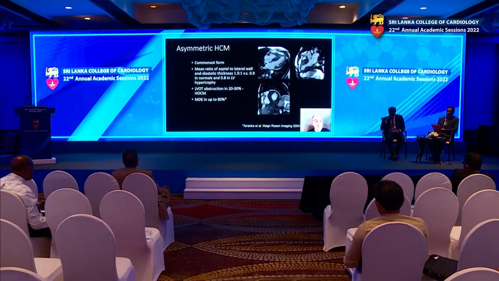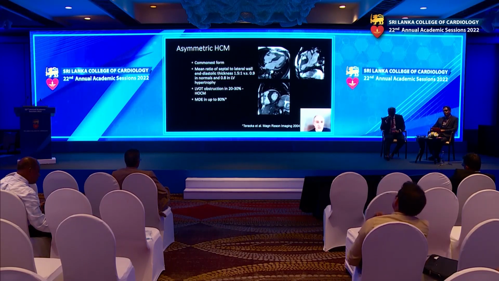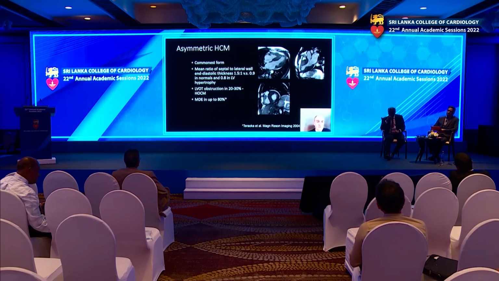Well, this is an example of asymmetric hypertrophic cardiomyopathy on cardiac MRI. And you can see here we've got a 4-chamber, 3-chamber, and 2-chamber view showing clear asymmetric left ventricular hypertrophy with some involvement of the right ventricular myocardium as well. Typically, we would look to see a mean ratio of septal to lateral wall end diastolic thickness of 1.5 to 1 in hypertrophic cardiomyopathy compared to 0.9 to 1 in normals and 0.8 to 1 in left ventricular hypertrophy.